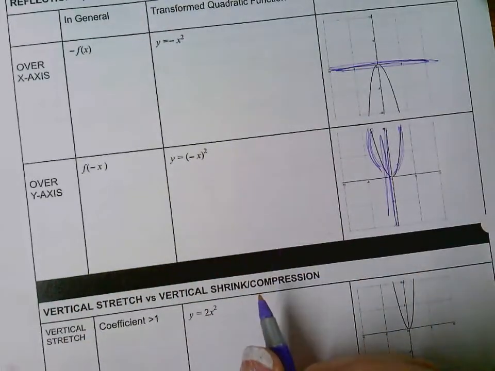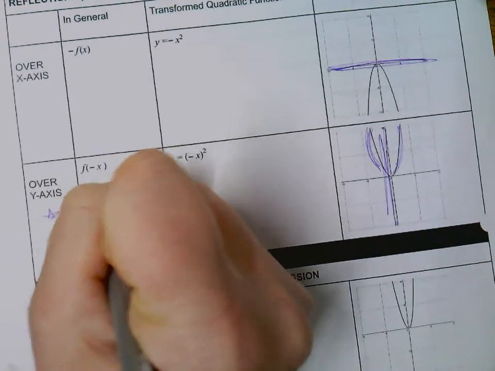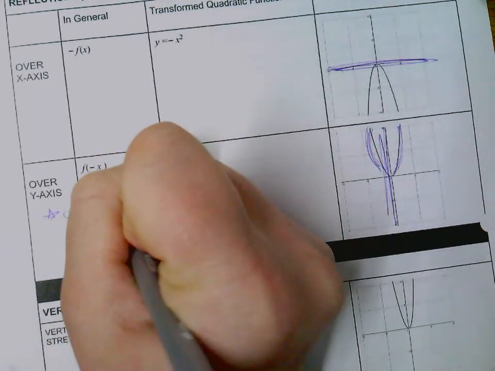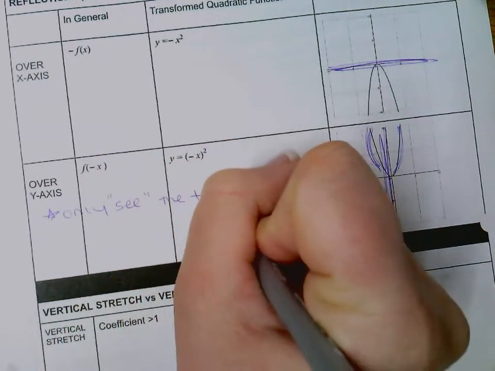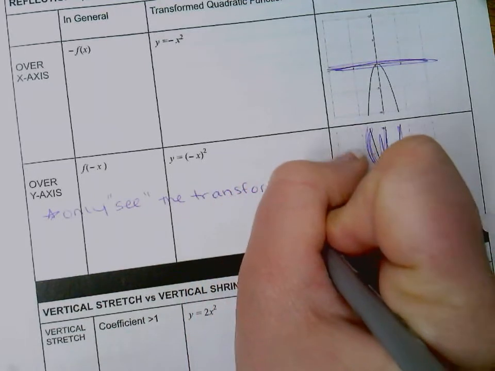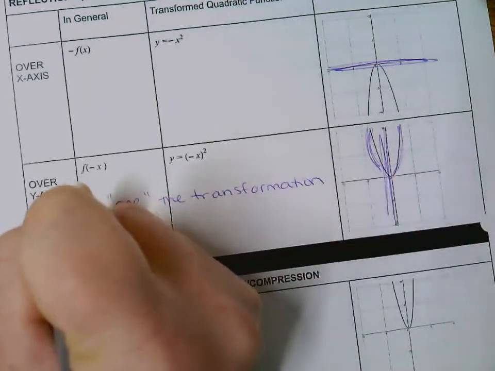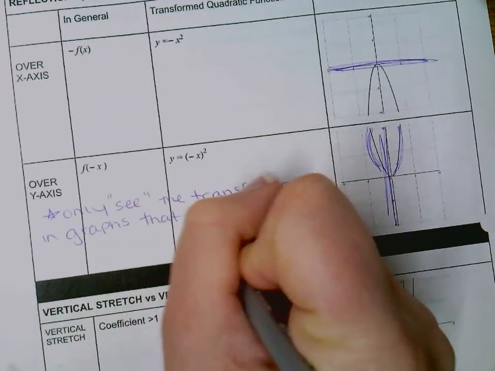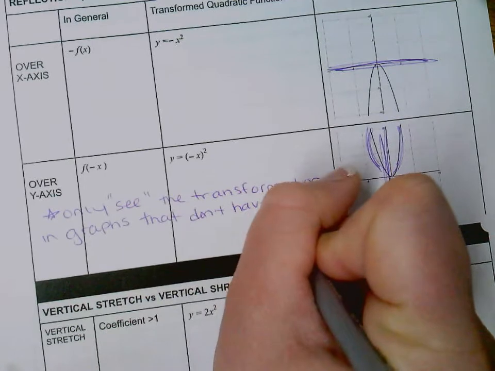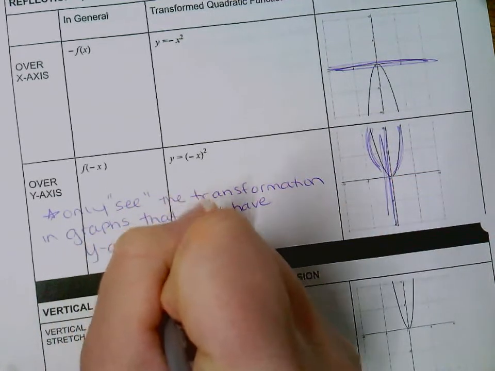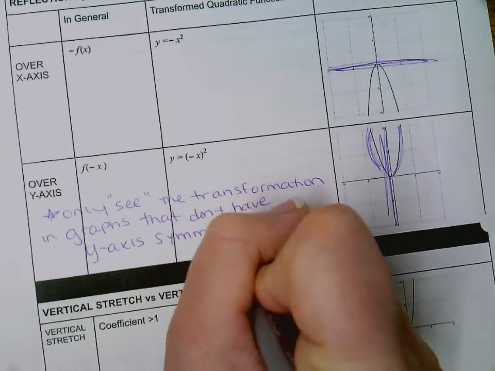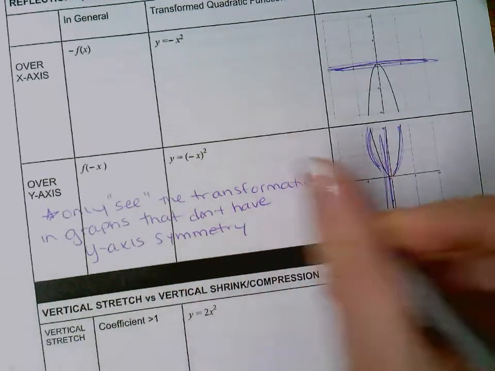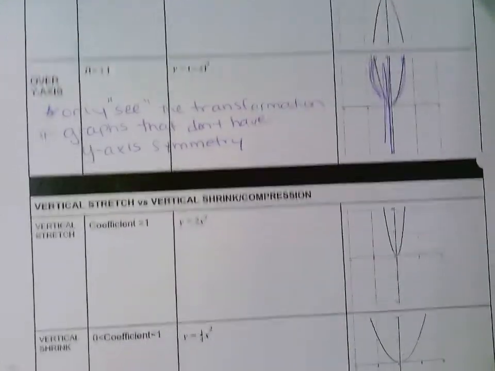So you might want to add, when it's talking about the y-axis symmetry, that you will only see the transformation in graphs that don't have y-axis symmetry. So x squared obviously is symmetrical, so you're not going to see the physical transformation.